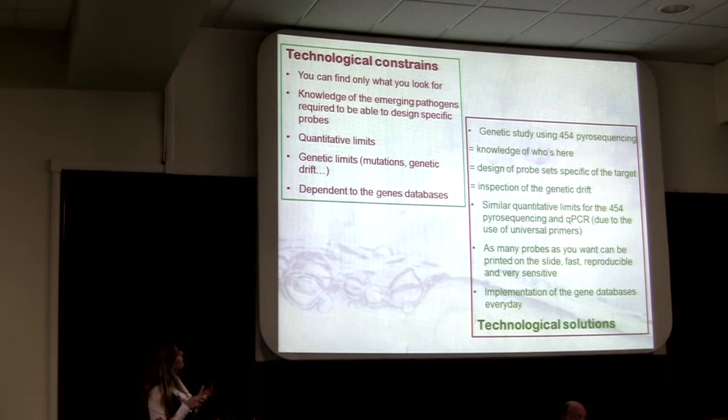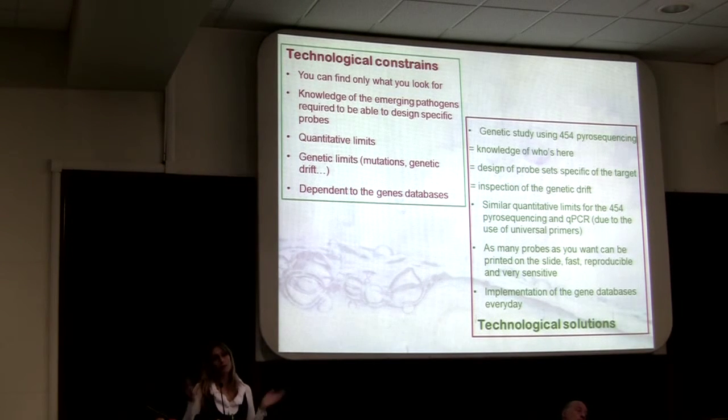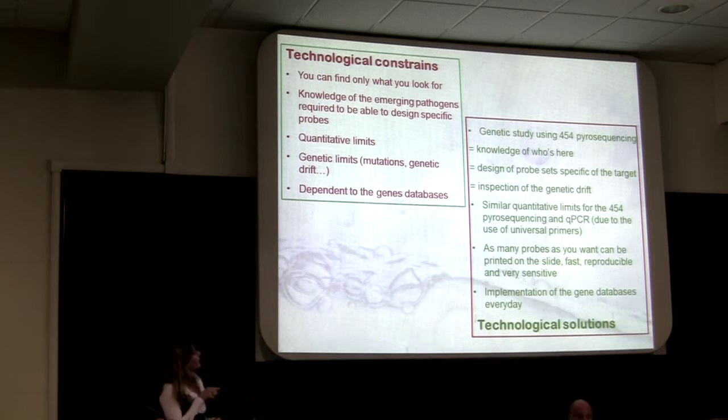We have quantitative limits, because if your target is at a very low concentration level, you can't detect it. You've got genetic limits, because microorganisms evolve more quickly than humans, and after a couple of generations you can have spontaneous mutation, and if the mutation is within the probe design, your microarray won't work anymore. And it's highly dependent on the database.